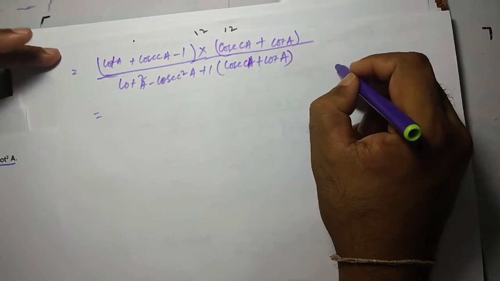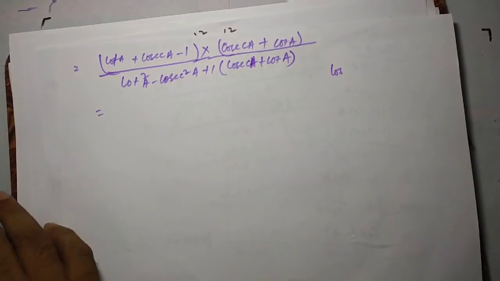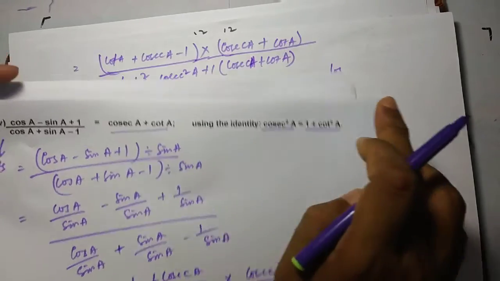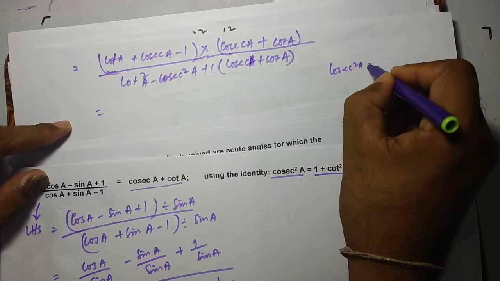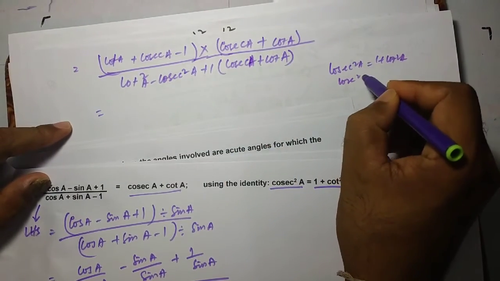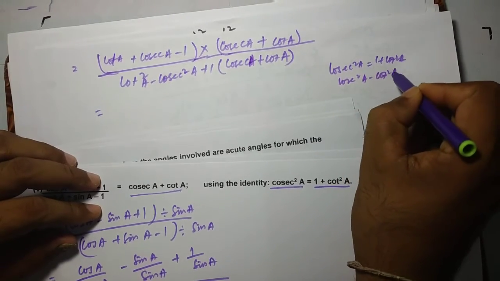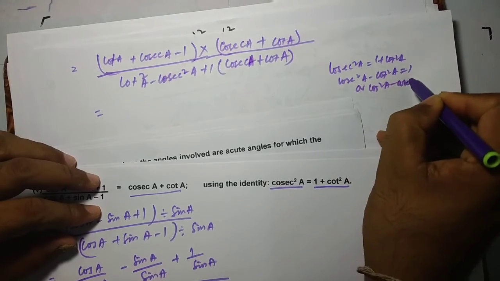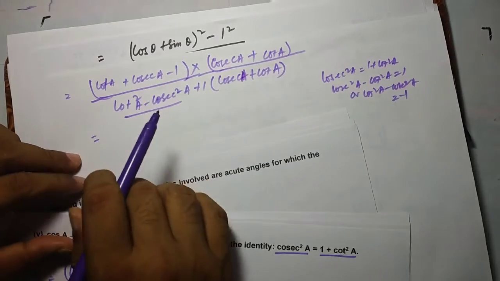And you know cosec square A, the question already told us that you have to use the identity cosec square A equal to 1 plus cot square A. So we will put the identity here, cosec square A equal to 1 plus cot square A. So cosec square A minus cot square A equal to 1, or cot square A minus cosec square A equal to minus 1. So this is the minus 1. Let us put the value here.